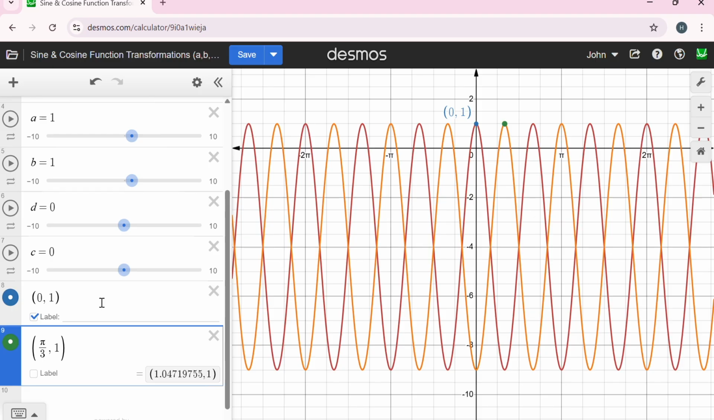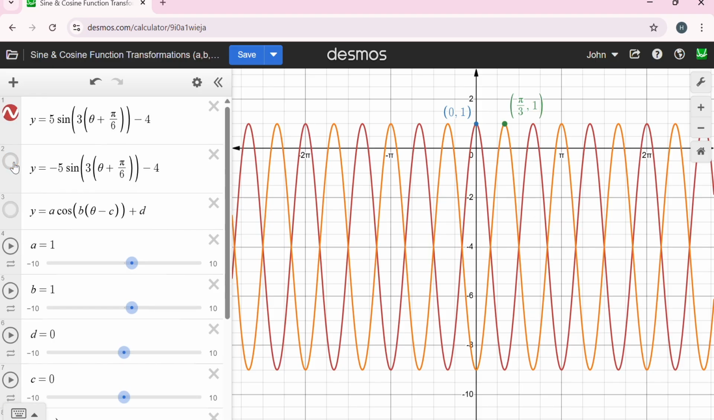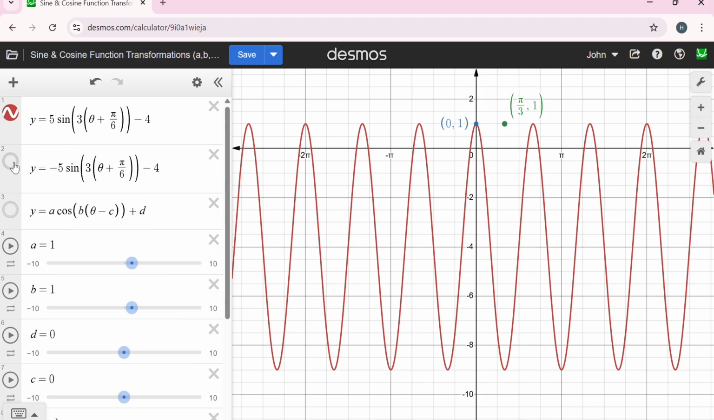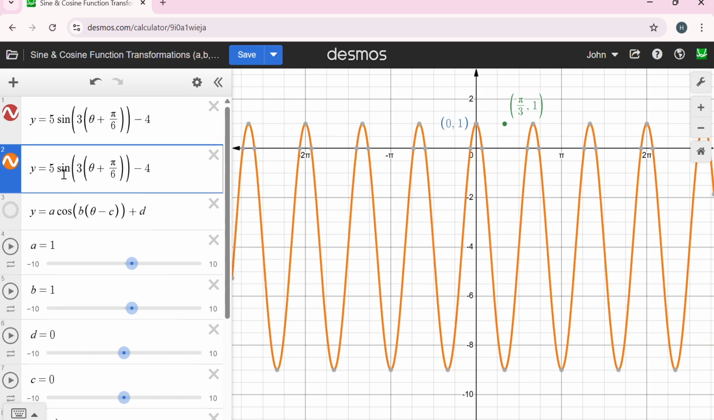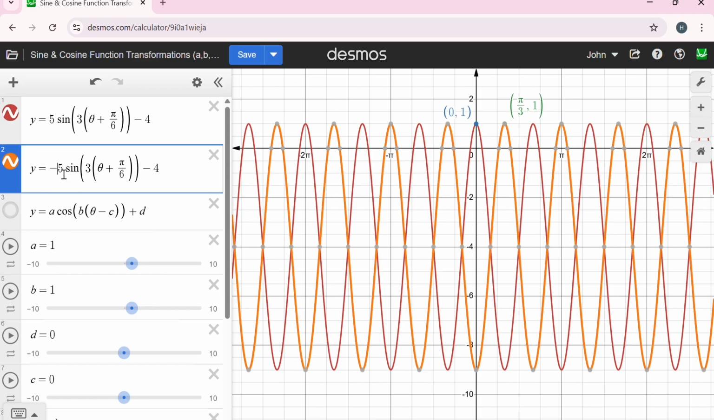And let's label that. So you can see clearly there's the right graph, the original one we graphed. When I make the a value negative, the orange graph is going to shift half of the period of the original graph, which is pi over 3. Okay? So, how do I get these two graphs to line up?